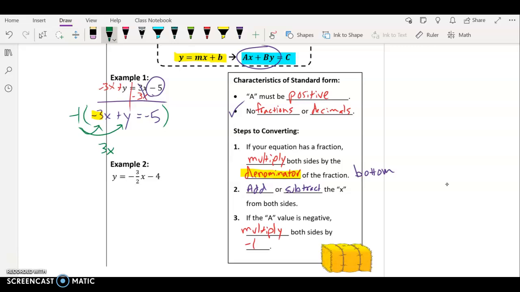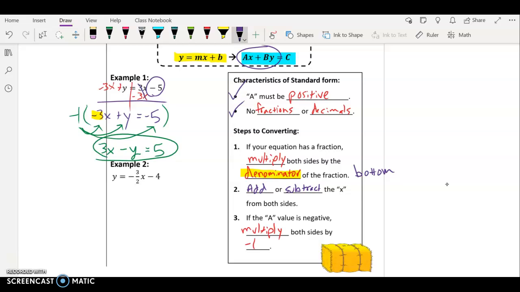Negative 1 times y is negative 1y. And negative 1 times negative 5 is positive 5. Now we have finished converting to standard form because there are no fractions. And now we can check that off our list. The A value is now positive. Okay, that one wasn't too bad.